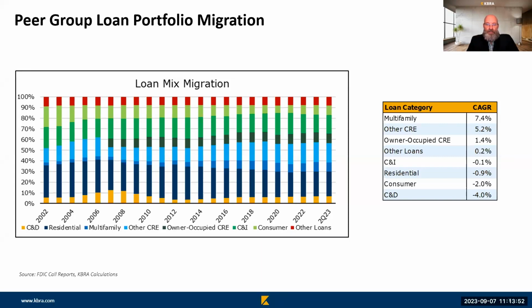And that's really been replaced by three things: multifamily lending, other commercial real estate, and then owner occupied. And we provided a table adjacent to the chart that shows the CAGR, or the compound annual growth rate, over the past 20 years. And you can see multifamily has led the way. Other CRE, which is really non-owner occupied commercial real estate. And so there's been significant changes over this time horizon.